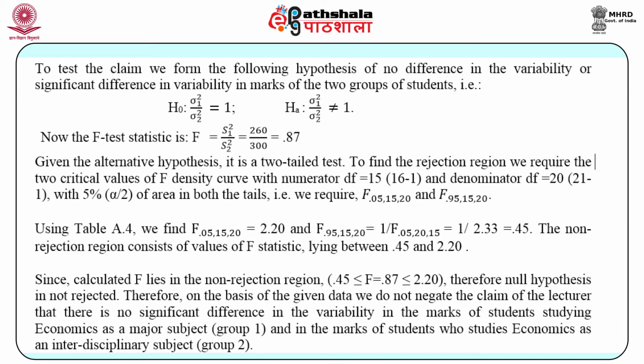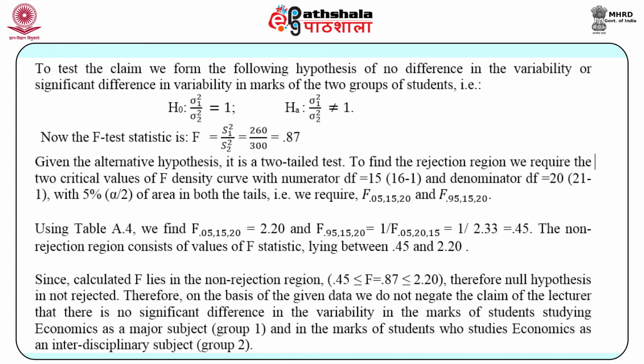Now the test statistic, which is the F statistic, is equal to S1 square upon S2 square. This comes out to be equal to 260 upon 300, which is 0.87. Now given the alternative hypothesis, it is a two-tailed test. To find the rejection region, we require the 2 critical values of the F density curve with numerator degrees of freedom 15, which is N1 minus 1, and denominator degrees of freedom 20, which is 21 minus 1, with alpha by 2, 5%, of area in both the tails.